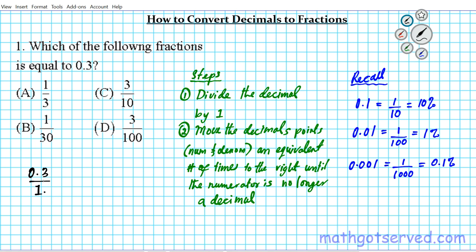Now to get rid of the decimal in the numerator, that's the goal, we're going to have to move the decimal point one place to the right. We're going to do exactly the same thing in the denominator, one place to the right. You have to move it an equivalent number of times. So put a 1 there to occupy the place, and a 0. So this now becomes 3 over 10. The answer to question number 1 is C.